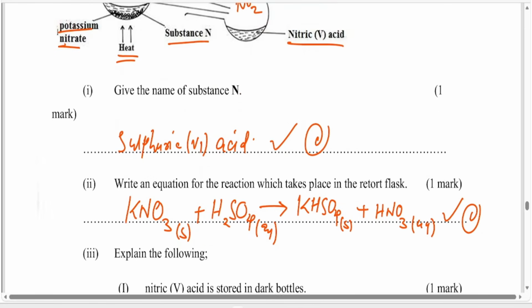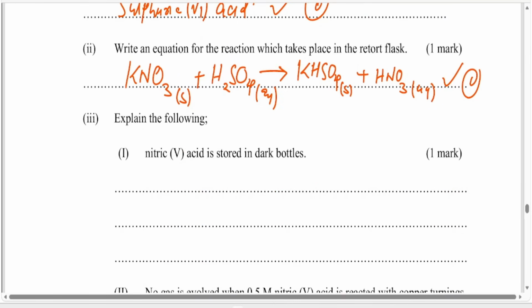Explain the following. Nitric 5 acid is stored in dark bottles. Why do we, after collecting nitric 5 acid, store it in dark bottles? We know nitric 5 acid can decompose in presence of sunlight to produce nitrogen 4 oxide gas.